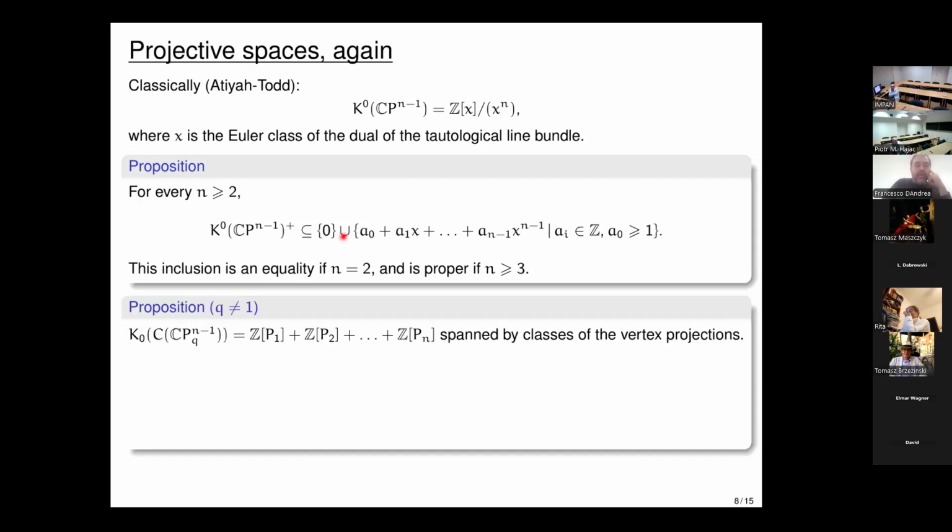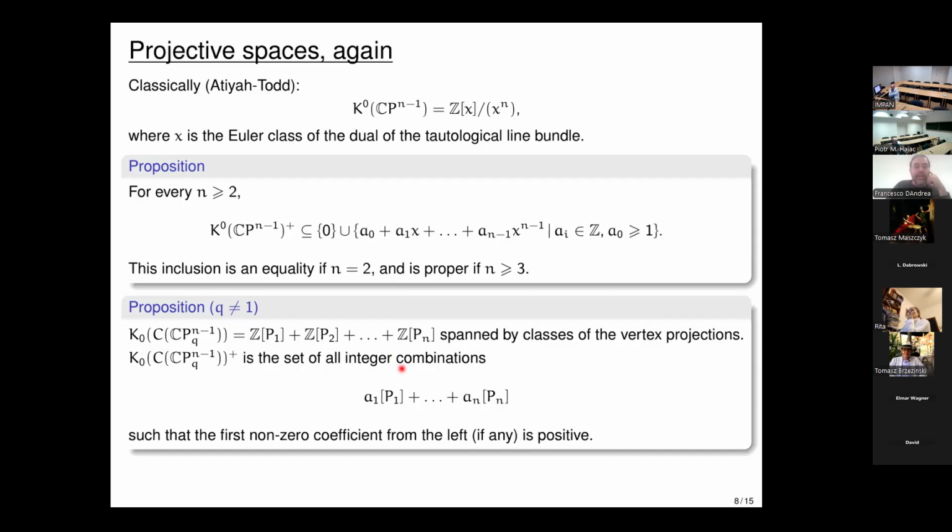So now the quantum case. In the quantum case, K0 of CP^{n-1}_q is a free group on n generators, and these n generators are the classes of the vertex projections. So every element in K0 is an integer combination of these classes, a1 P1 plus a2 P2 plus up to an Pn, where a1, a2, up to an are integers.